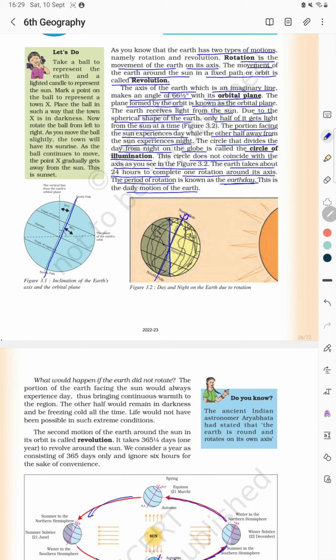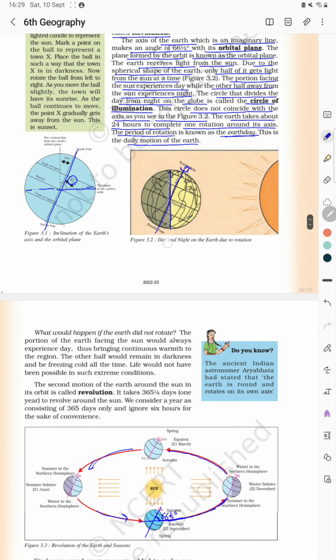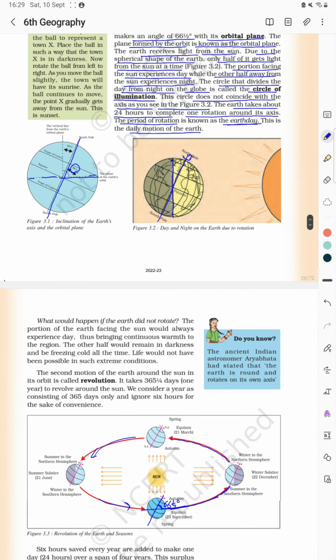In the other figure we can see the orbital plane of the earth, and this imaginary line making a 66.5 degree angle. About the Tropic of Cancer, Equator, Tropic of Capricorn, Arctic Circle and Antarctic Circle, we have learned in the previous lecture. You may go to the previous lecture if you are not clear about it.